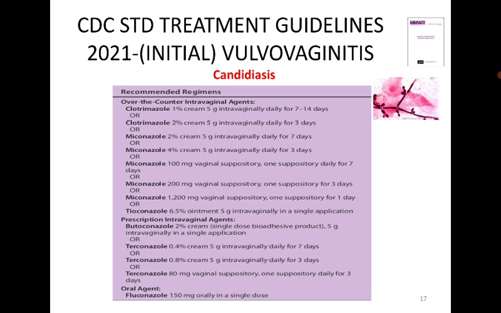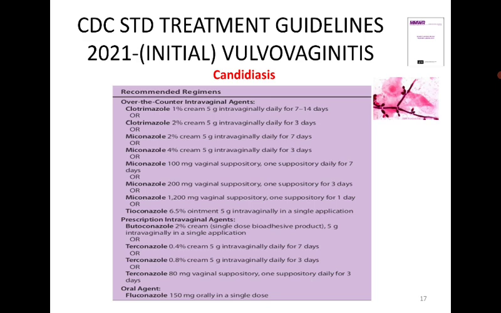CDC 2021 guidelines: vulvovaginal candidiasis. Clotrimazole 1% cream 5 gram intravaginal daily for 7 to 14 days. Clotrimazole 2% cream 5 gram intravaginal daily for 3 days. Miconazole 2% cream 5 gram intravaginally daily for 7 days, or you can give miconazole 4% for 3 days. Miconazole 100 mg vaginal suppository, 1 suppository daily for 7 days. Miconazole 200 mg vaginal suppository, 1 suppository for 3 days.